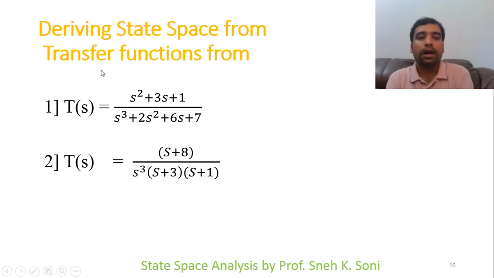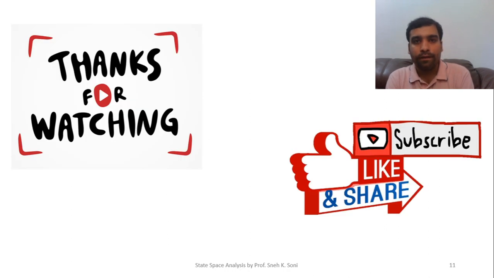Here I have (s square plus 3s plus 1) upon (s cube plus 2s square plus 6s plus 7), numerator by denominator form. And similarly the second example is (s plus 8) upon (s cube plus s plus 3s plus 1). So here you need to first of all simplify, and then apply the complete method and cross verify with the shortcut method. In this way we can convert a given transfer function into state space using controllable canonical form.